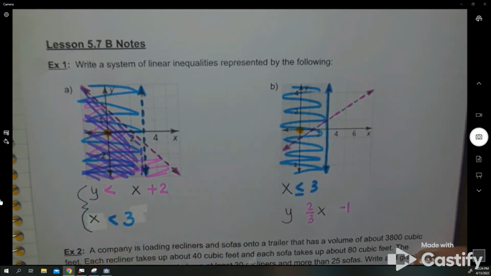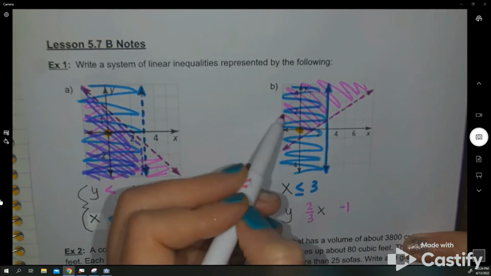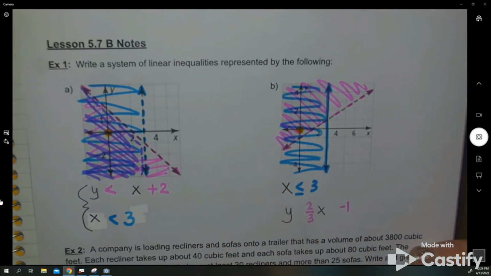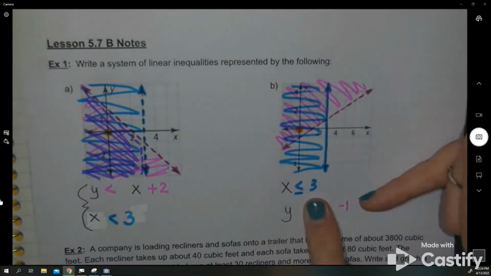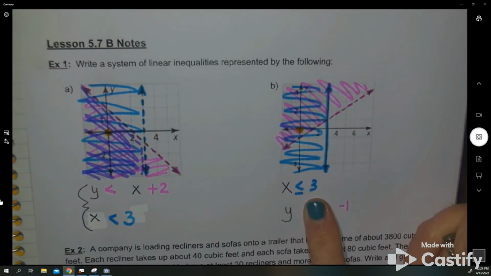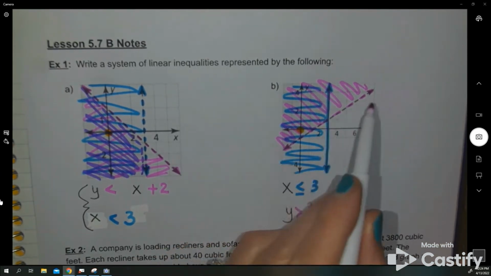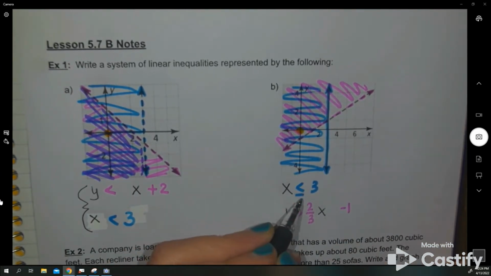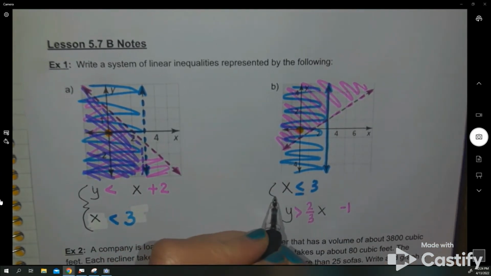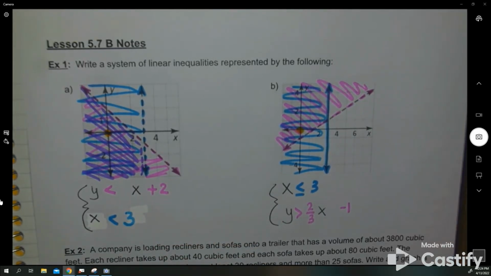Now let's look, since the solutions are up here, based on the shading that they gave us. (0, 0) again is included, so it's got to be true. So 0 for y, 0 for x. This is 0 and -1. Is 0 greater than -1 or less than -1? 0 is greater than -1. Since it's dashed, remember, it's just greater. So we have x is less than or equal to 3, and y is greater than 2/3 x minus 1. This is our system for that set of inequalities.